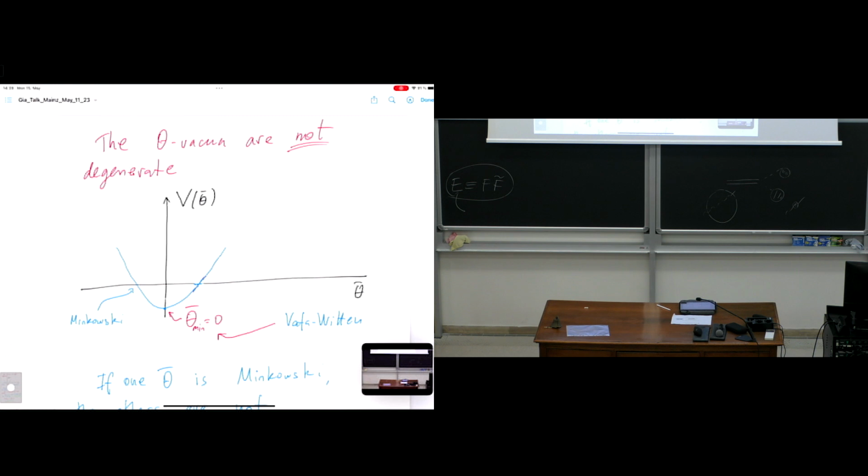Now, these sectors with different values of the electric field do not talk to each other. They belong to different superselection sectors, okay? Because there is no object that is sourcing this field in pure QCD, and that's why you cannot change the value of this field by any process, either classical or quantum, okay? But among all possible sectors, the minimum is at theta bar equals zero.